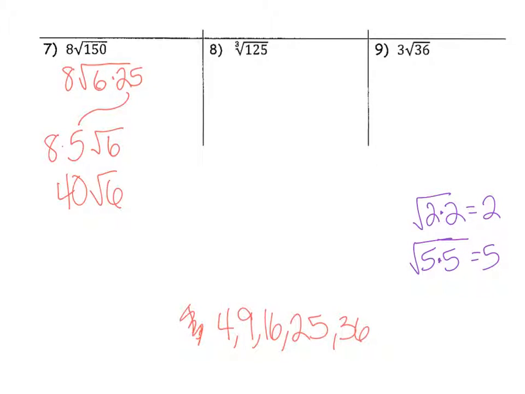So this is a pattern, guys. Square root of 8 times 8 is just 8. So if there's a number that's written twice, it's going to come out as itself. Because this becomes 4, which is 2. That becomes 25, which is 5. This becomes 64, which is 8. So if you see a number written twice, you're going to be able to pull that number out.